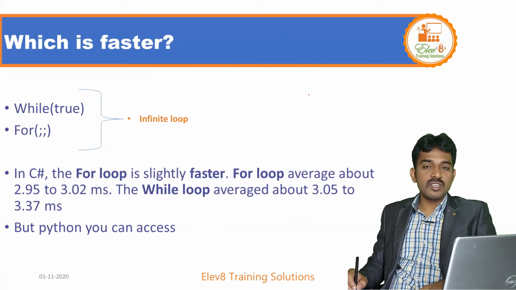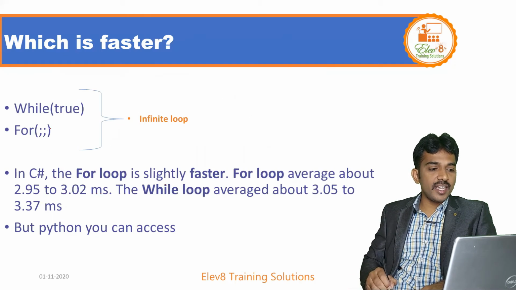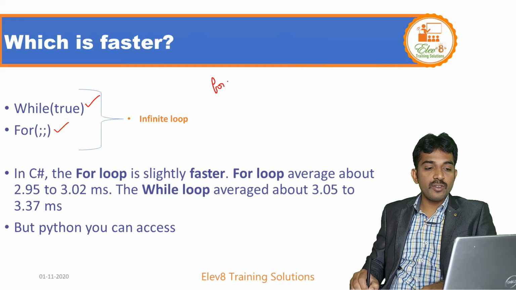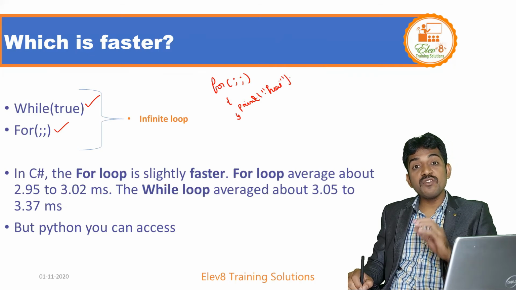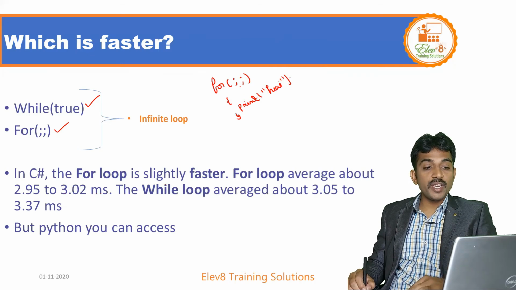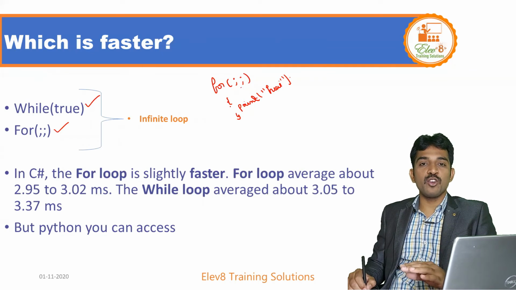Which is faster? Generally, if you are going to write an infinite loop, in a while loop you should write like this. But in for you need not mention anything. You just write like this. See, for example, for colon, print hi. Then hi will print an infinite number of times. So no need to write any condition here. So for those situations, for is somewhat better than the while loop.